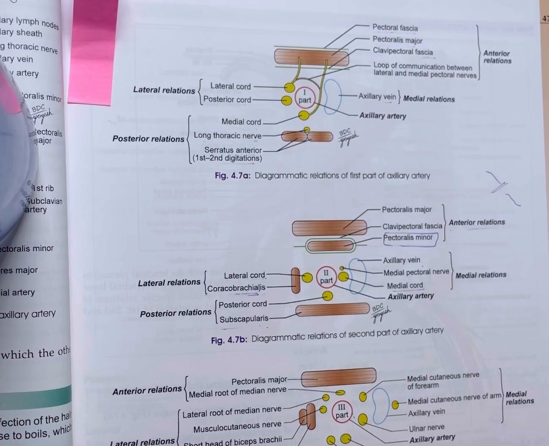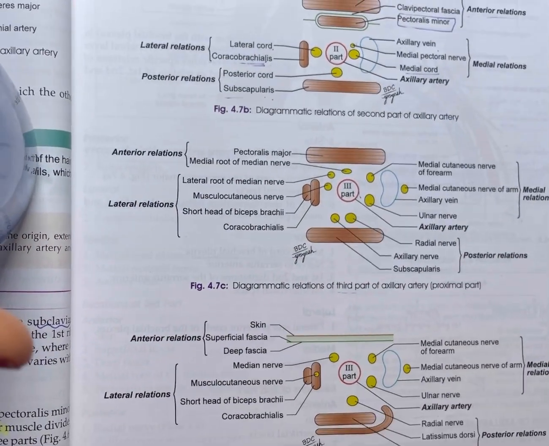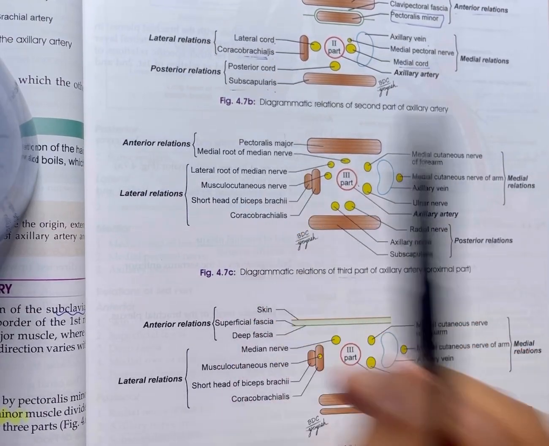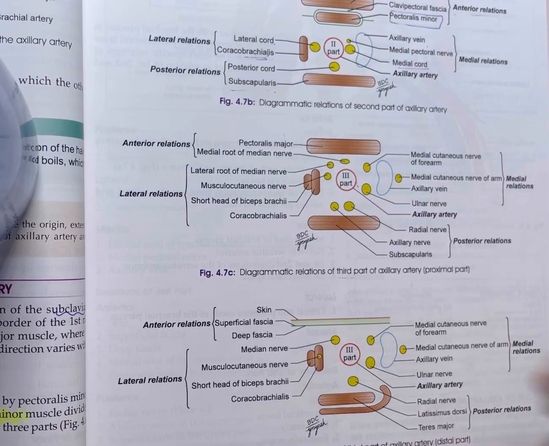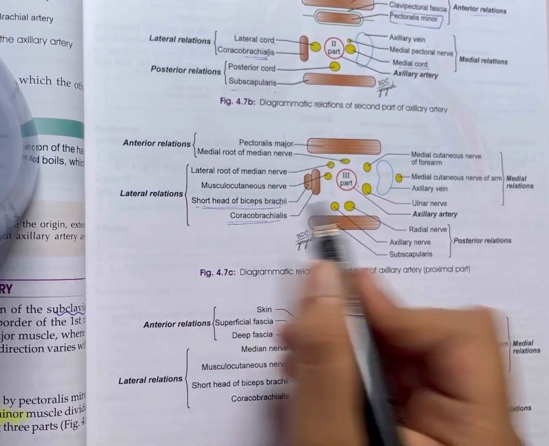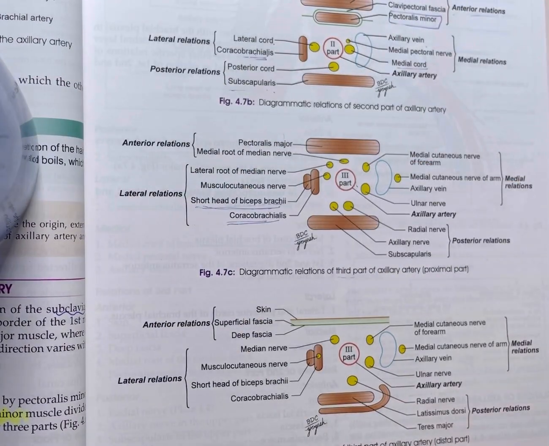Now the relations of the third part of the axillary artery. We will have again pectoralis major muscle. Now pectoralis minor won't come here, and laterally we will have the short head of biceps brachii, coracobrachialis. So if you have the idea of this axilla, you can write the relations of the axillary artery also.